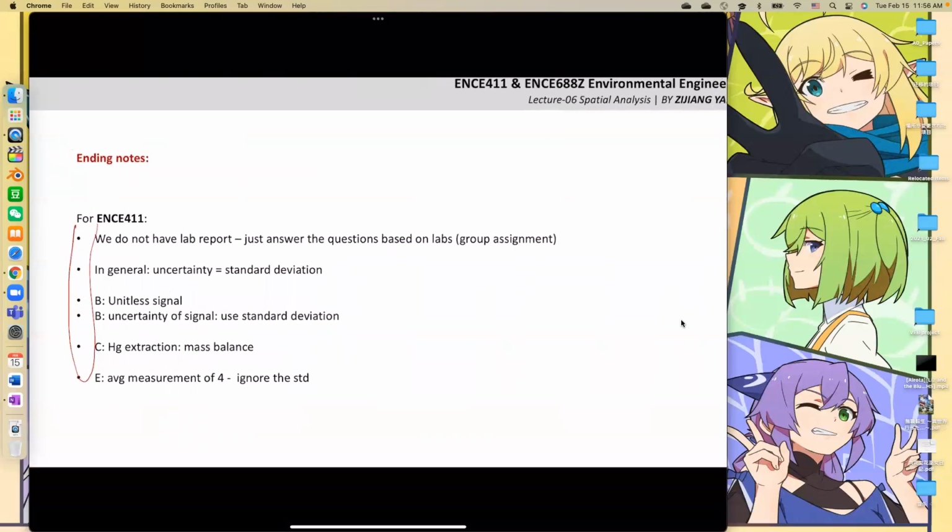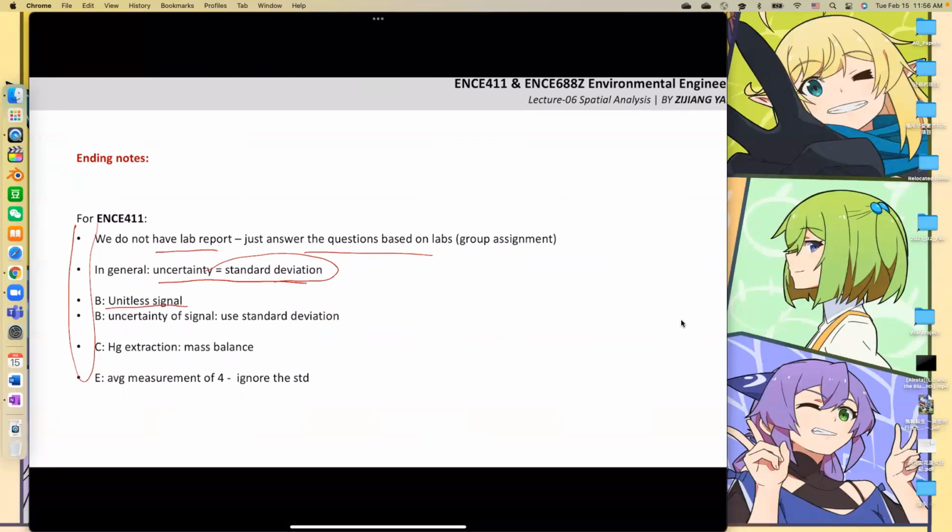Finally, here are some notes for the 411 assignment. I just added it in the morning. Basically we do not have lab reports, we just have the group assignments. In assignment 2, in general, the uncertainty can be expressed as standard deviation. But in practice, uncertainty can be expressed by standard error or the confidence interval and some other values. In this assignment, we can just consider uncertainty equal to standard deviation.